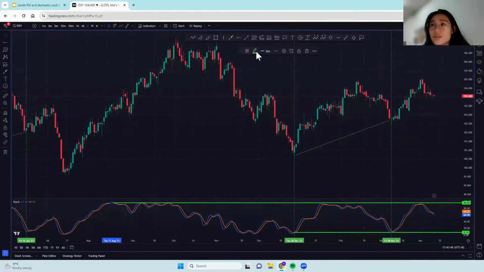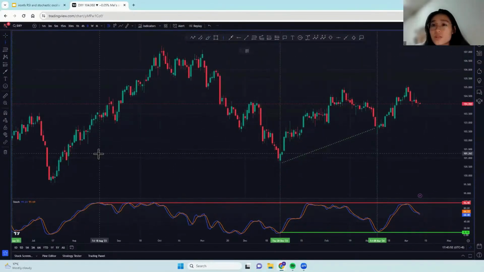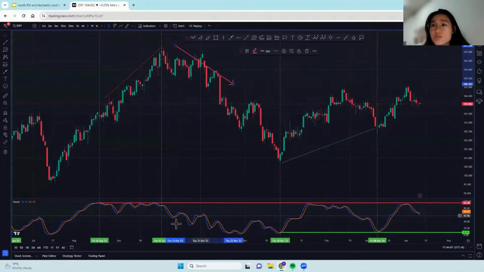Over here, you have a hidden resistance level from between this point to this point here, right, we can definitely see that price was making higher highs. Okay, so we also see subsequently price proceeded to drop, reverse off of this resistance level.